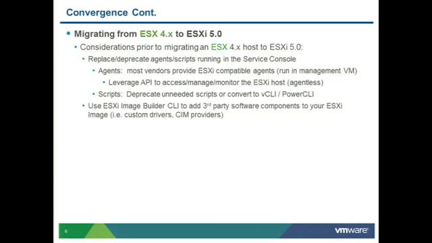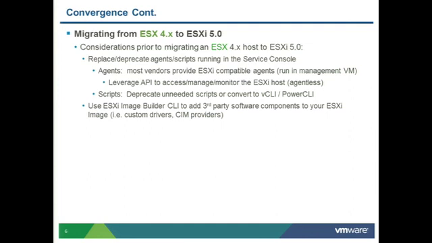Custom drivers, custom SIM providers, Nexus 1000V, PowerPath, anything like that running in the service console, you will need to get the version that's compatible with ESXi. That usually comes as a VIB, a vSphere Installation Bundle. It's distributed as a software depot many times, and after you upgrade, you can reinstall the package, or you can use the new vSphere 5.0 Image Builder CLI, and you can add that to your installation image so it gets added ahead of time.